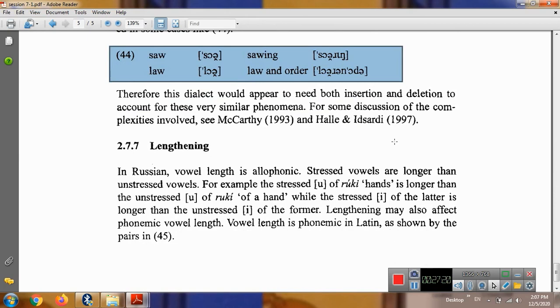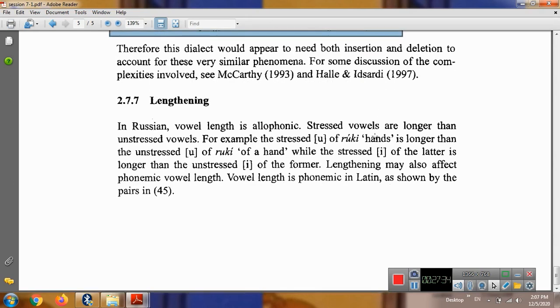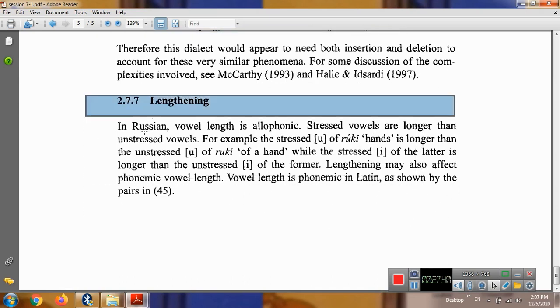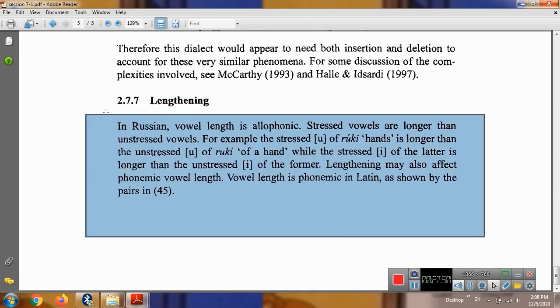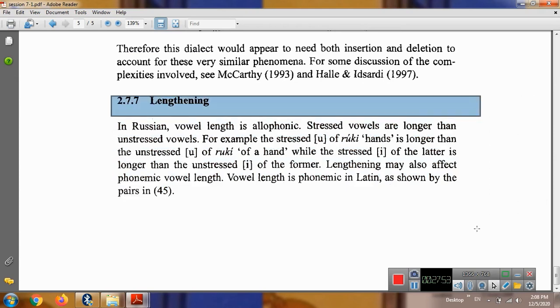For some discussion of the complexities involved, you can see the books McCarthy 1993 and Halle and Idsardi 1997. Another matter is lengthening. In Russian, vowel length is allophonic. Stressed vowels are longer than unstressed vowels, for example the stressed u of ruki. Lengthening is the opposite of shortening.